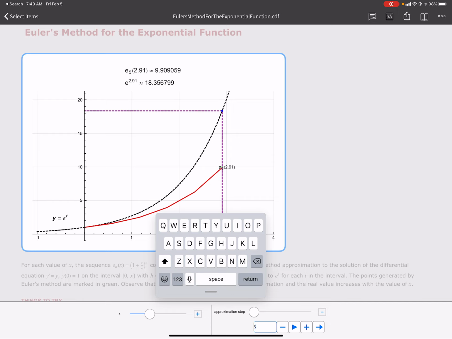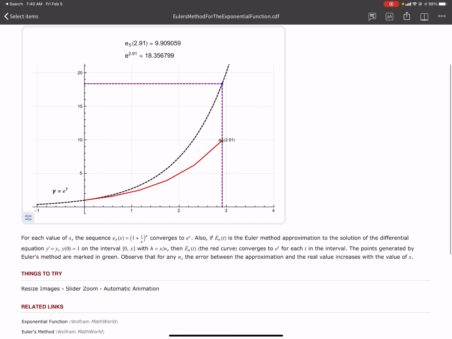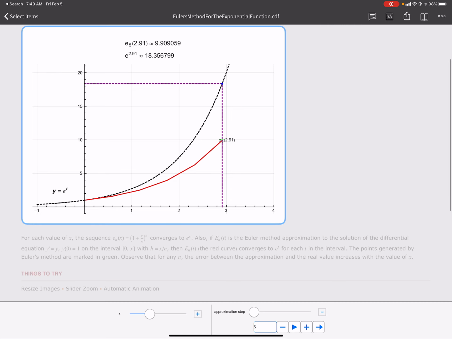And as I increase the number, let me do this one more time. As I increase the number of steps, you'll see quickly that the more steps you have, it's going to follow the curve, and the approximation becomes really, really, really close.